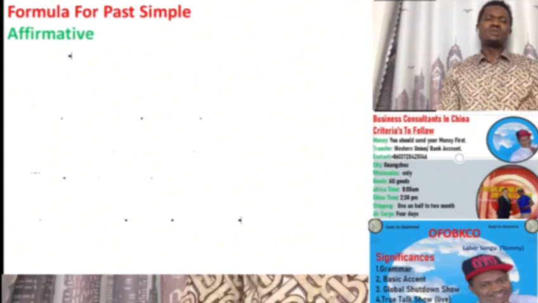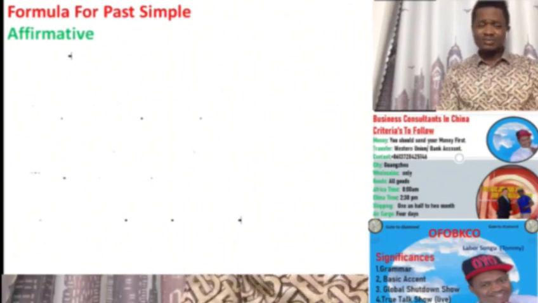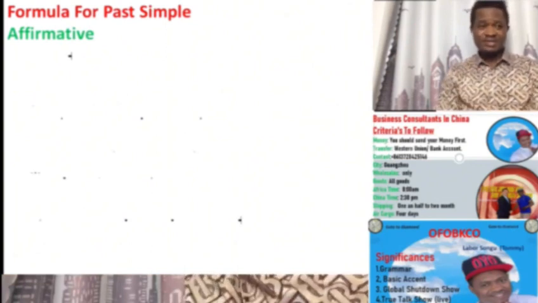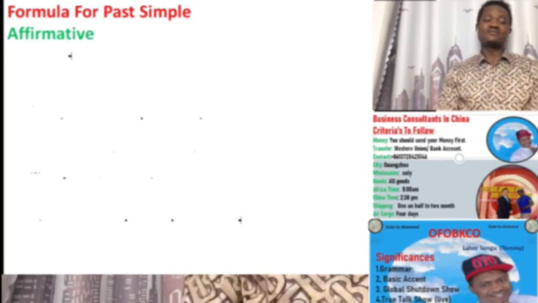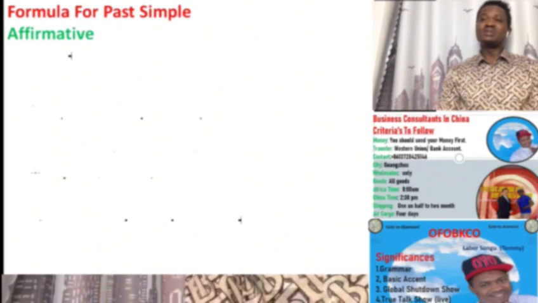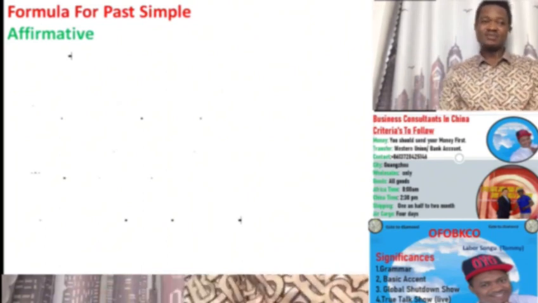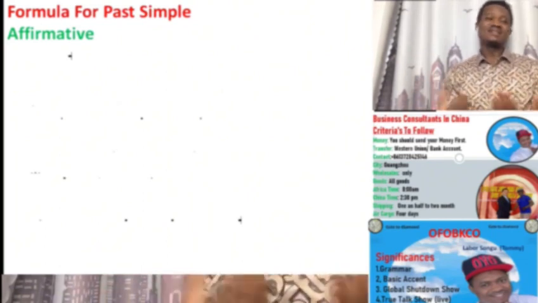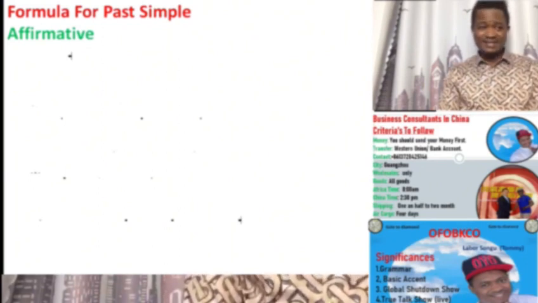Affirmative. When we are talking about the formula for past simple, we got to talk about the affirmative form, that is the positive form. Then we got to talk about the negative form. Then we got to talk about the interrogative form, that is the question form. So these are the three forms we got to talk about in the past simple.